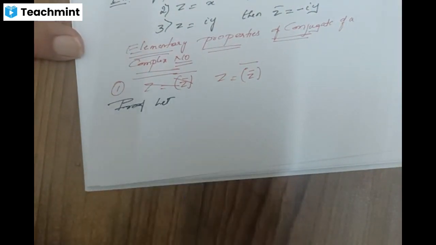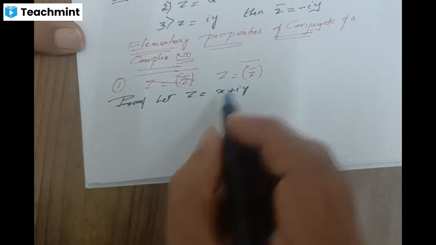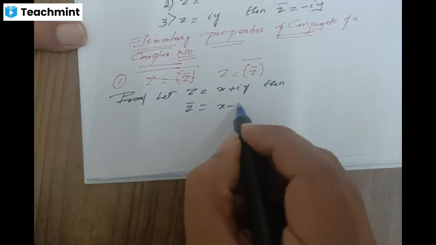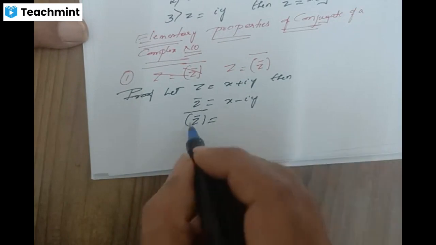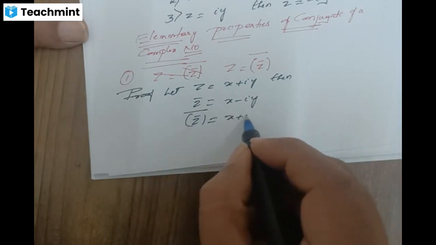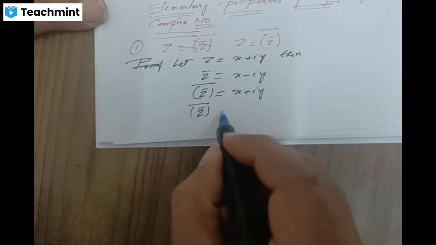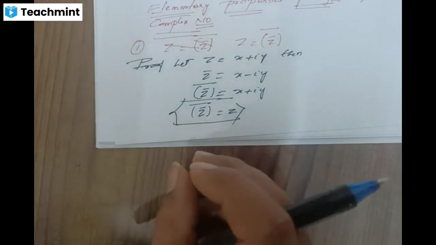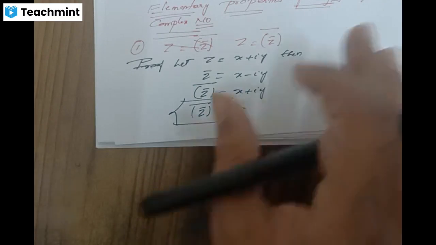Okay, so proof. I will take z is equal to x plus iy. Let z is equal to x plus iy. Then what about z bar? Z bar, I told, is x minus iy. Again you take the conjugate, so the conjugate of z bar we can write x plus iy. What is x plus iy? z. That is, z bar whole bar is equal to z. Okay, means the conjugate of a conjugate of a complex number is the complex number.